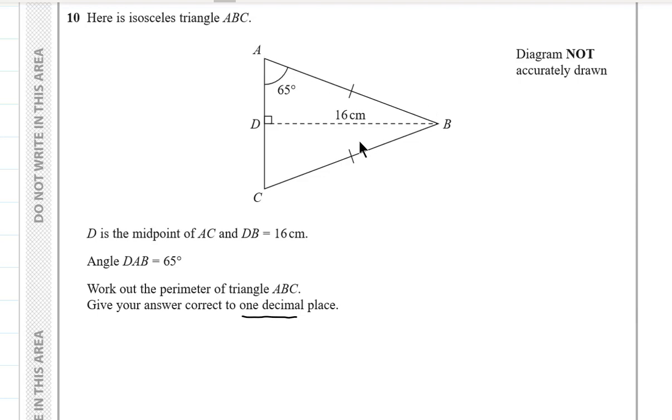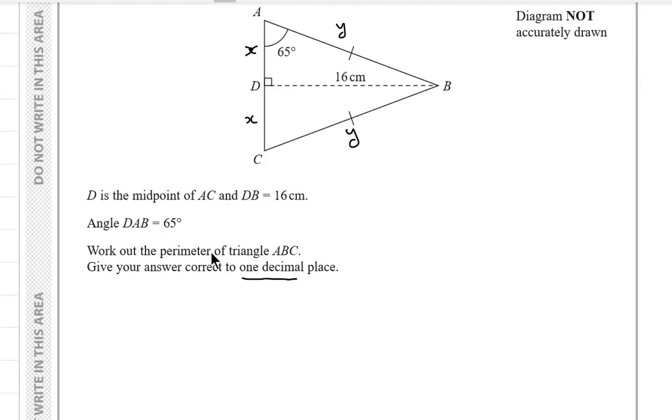The perimeter means that we will get the sum of all these sides, right? I will call AD x, so this is x and this is also x. I will call AB y, and CB should also be y. To get the perimeter, we must first get the values of x and y. Look at this right-angled triangle.